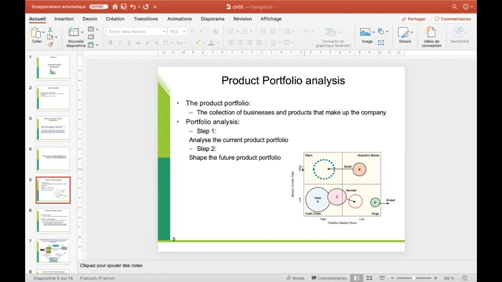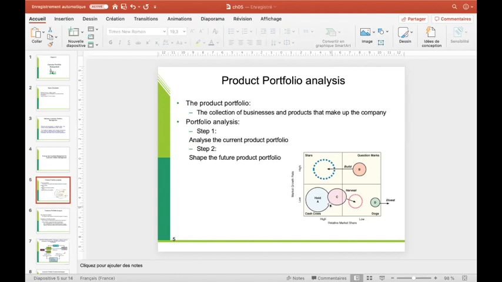The most interesting products are the stars and the question marks. The stars, because they bring you a lot of profits and have a high probability to bring profits in the future. The question marks do not bring a lot of contribution at the moment, but might in the future. So the potential is high.